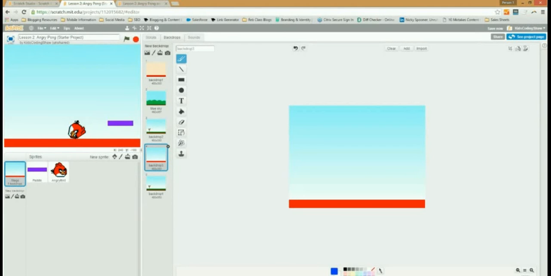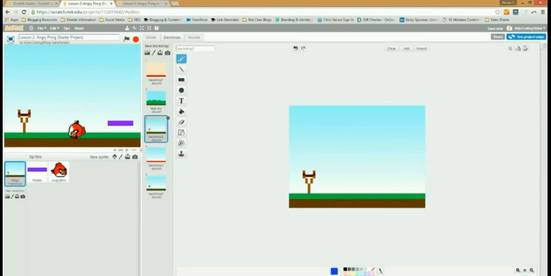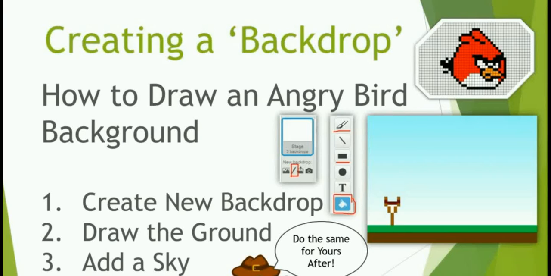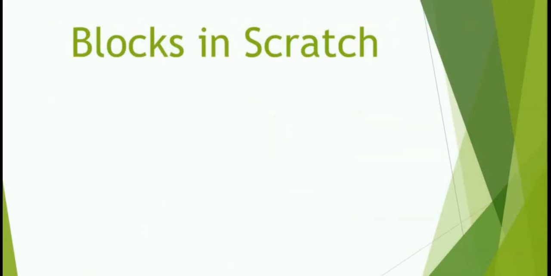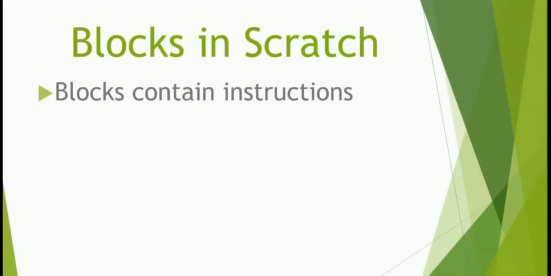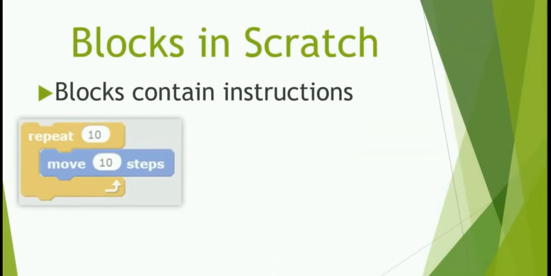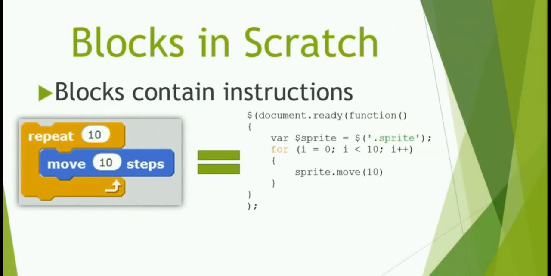So now that we know how to create a backdrop, we can use the one I have here. We need to start creating the sprites. But before we start creating the sprites, I want to talk to you guys about the blocks in Scratch. So the blocks all contain instructions, which is what we learned about in the last lesson. Some of the blocks look a little bit different, like for instance we have our repeat 10 and our move block. And inside these blocks we have code.